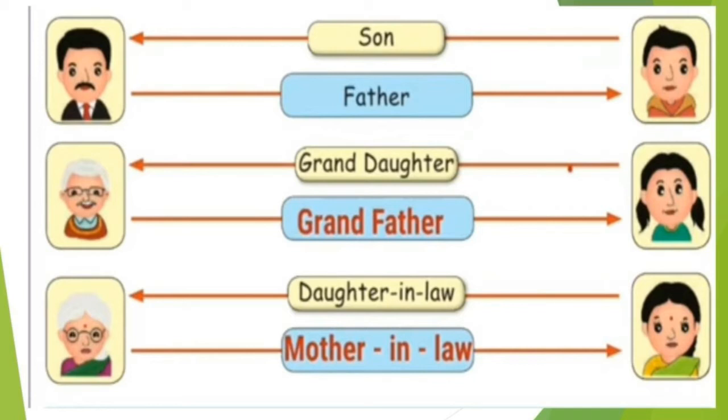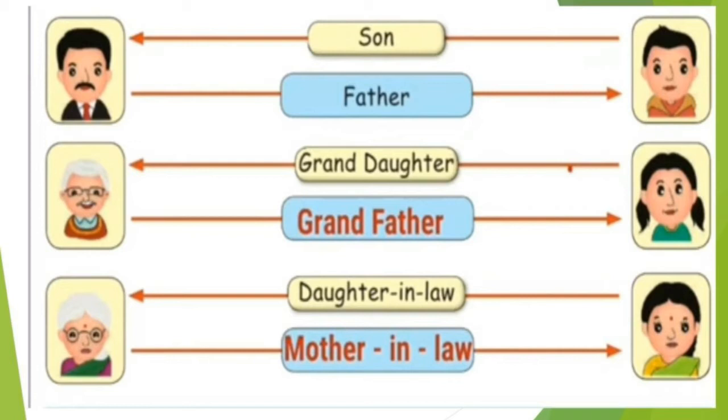So now you can see the box, first box here. They have given the picture of Anbarasan and Cheriyan. So what is the relationship between Anbarasan and Cheriyan? Yes, Anbarasan is the father of Cheriyan and Cheriyan is the son of Anbarasan.